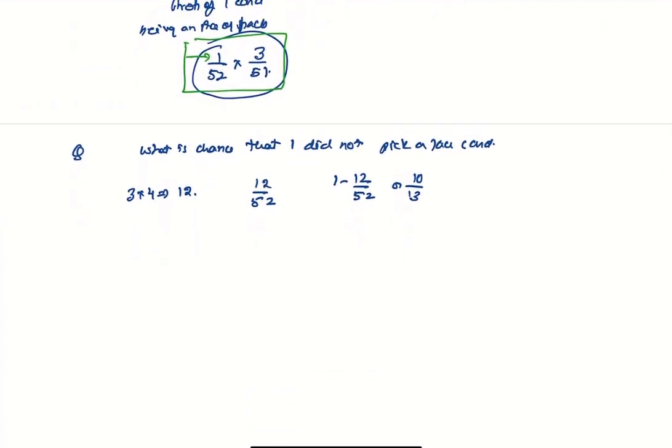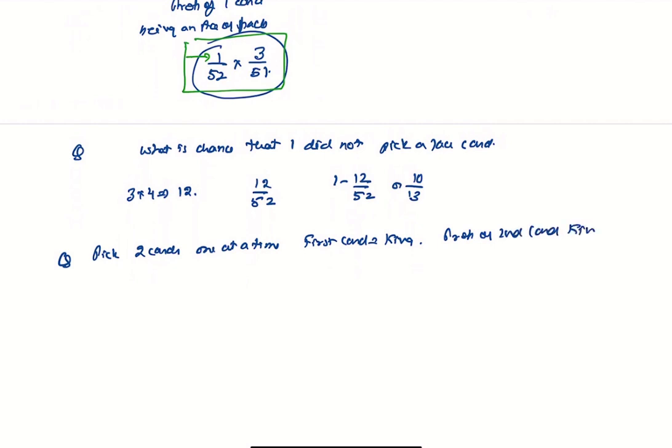Other question is, pick 2 cards one at a time. The first card is a king. The probability of the second card also being a king is just going to be from a reduced sample space, because now only 51 cards are left and 3 kings are left. That's going to be 3 out of 51.